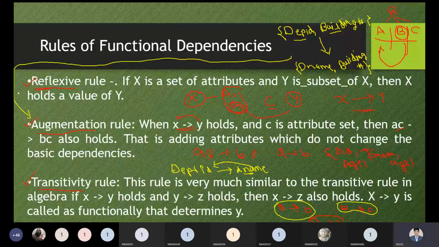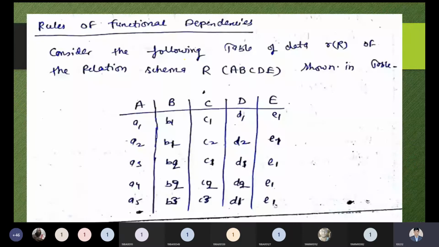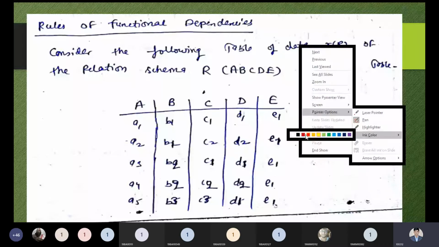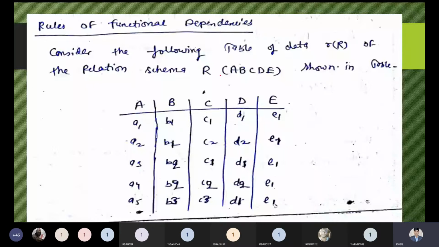Now, can I move to the next slide for understanding more detail about the rules of functional dependency with an example? Okay. Now see, you can understand the rules of functional dependency by the example I have taken here. Consider the following table. It is a simple table, the relation R. In this table, we have five attributes, A, B, C, D, and E. A is an attribute which contains the values A1, A2, A3, A4, A5.